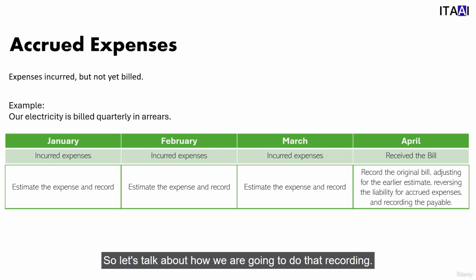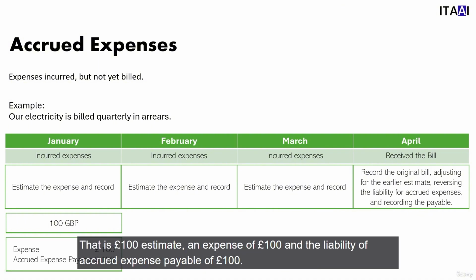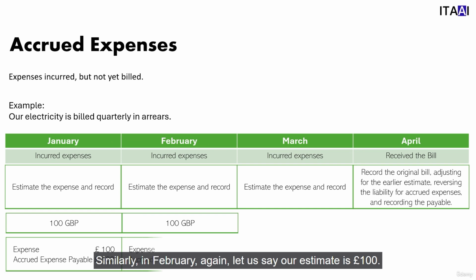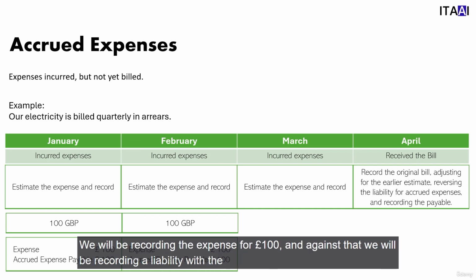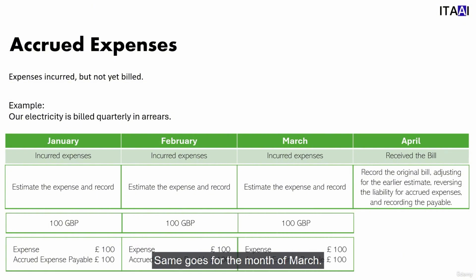So let's talk about how we are going to do that recording. In January, we will record, for example, an estimate of £100: an expense of £100, and a liability of accrued expense payable of £100. Similarly, in February, again let us say our estimate is £100, we will record the expense for £100, and against that we will record a liability named accrued expense payable with the same amount. Same goes for the month of March.